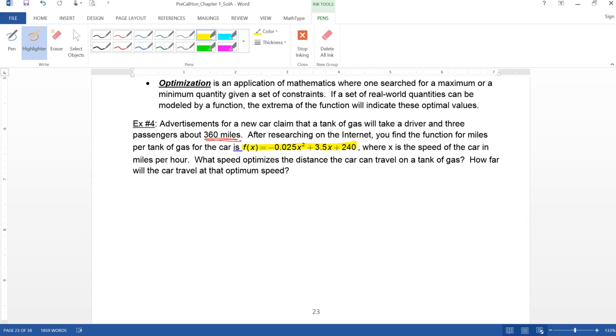Okay, so x is the speed of the car in miles per hour, and f of x is the number of miles you can drive. So let's see here. You want to find the maximum, right? So what would we have to do here? First, you have to graph this one. So why don't we go ahead and graph?